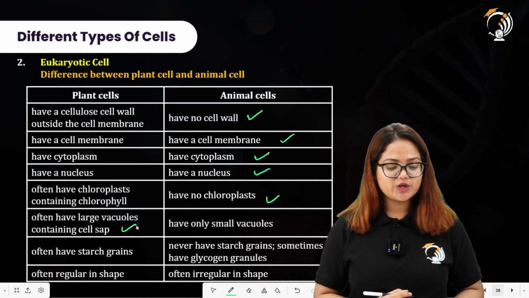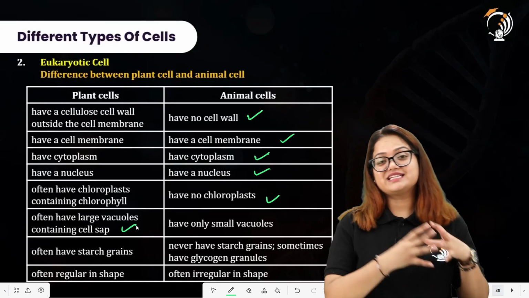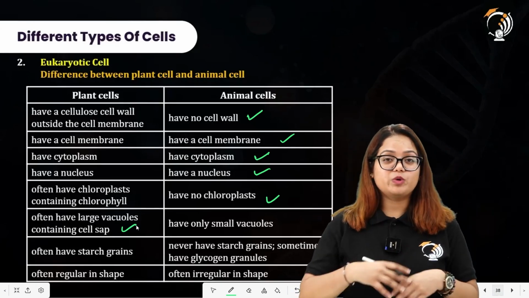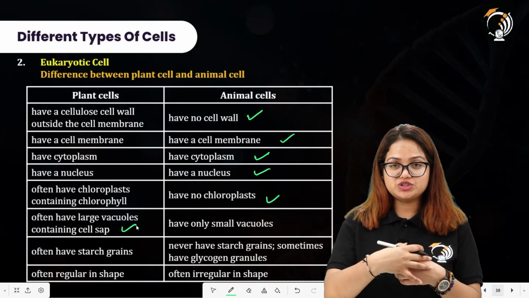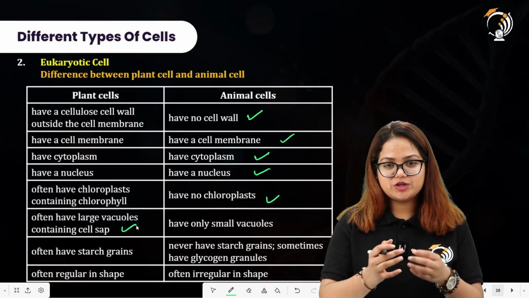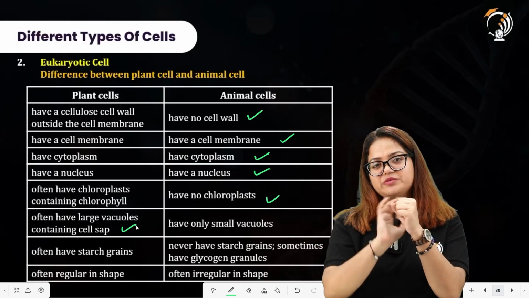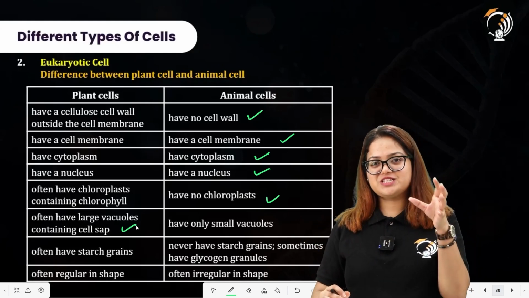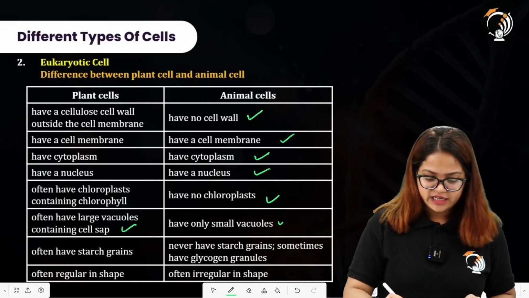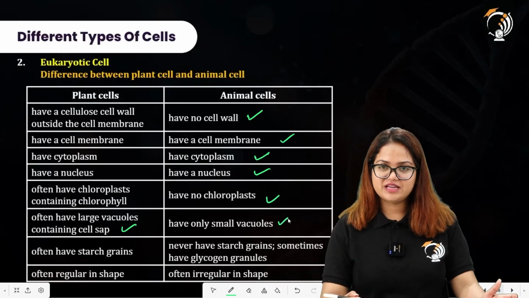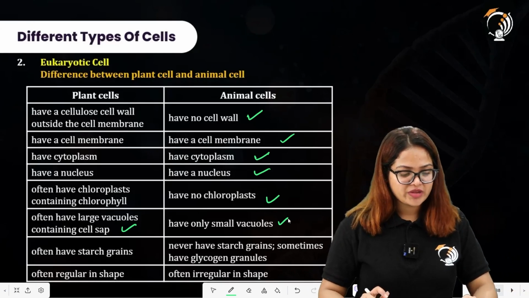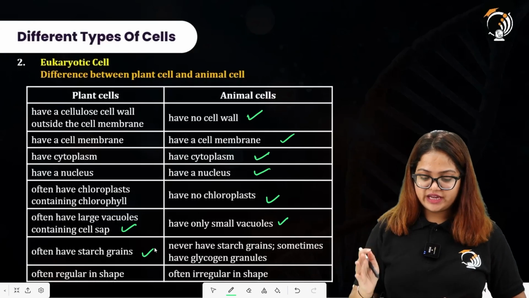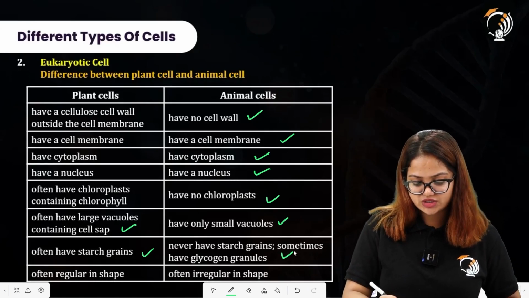Plant cells often have large vacuoles containing cell sap, and by cell sap they are able to make the cell turgid. They push the cytoplasm outward. So vacuole is there, surrounded by the cytoplasm, so it is able to push the cytoplasm outward due to the presence of cell sap in it. Animal cells have only small vacuoles, or might be absent. Plant cells often have starch granules, animal cells never have starch grains, sometimes have glycogen granules.